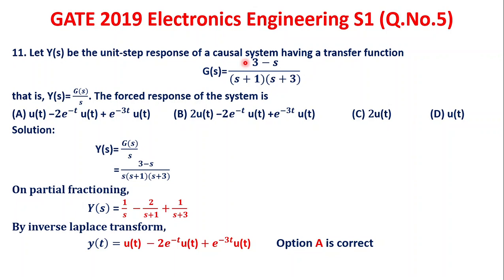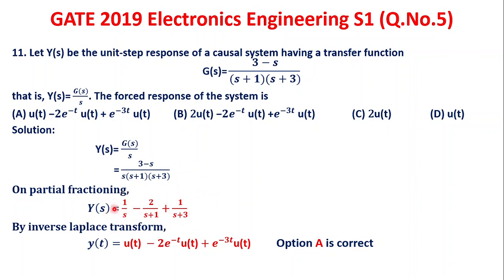See, very simple, sir. This expression divide by s, you get Y of s. Take partial fraction. How will you do partial fraction? A1 by s plus A2 by s plus 1 plus A3 by s plus 3. Do partial fraction. So after doing partial fraction, we can find that we get this.